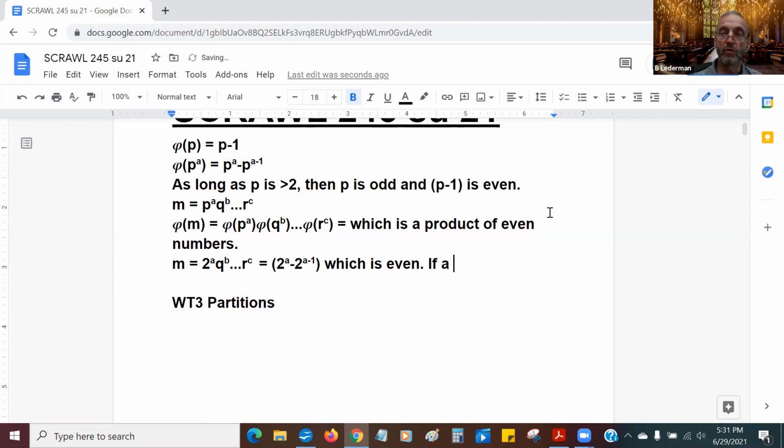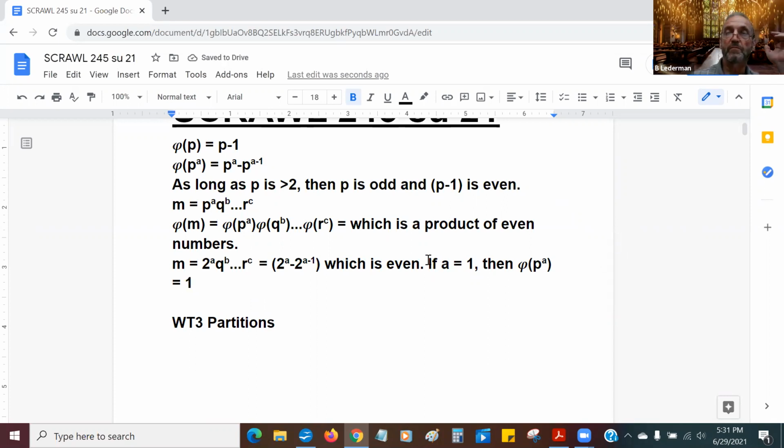If a equals 1, then phi of 2 to the a just equals 1. So we're covered. If M has no odd factors, then I have a product of even stuff. If there's all odd primes, and if there's an even prime too, if a is greater than, I'm sorry, not greater than 1.